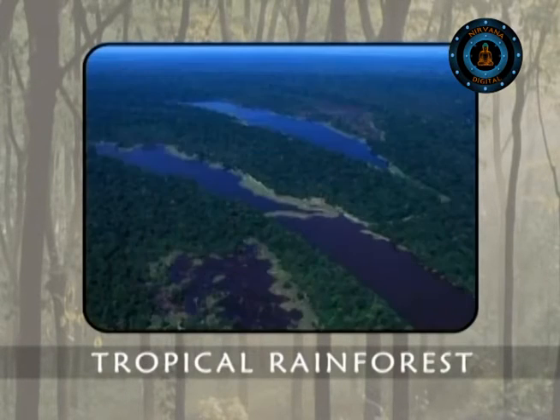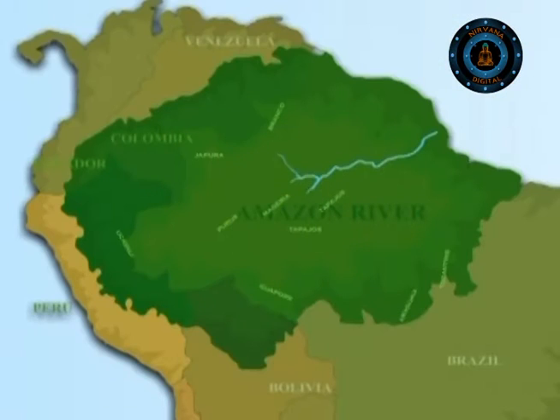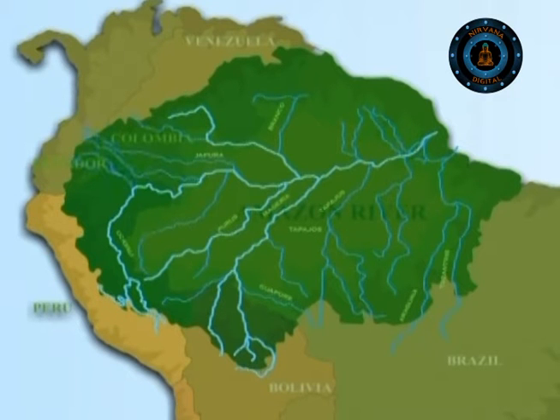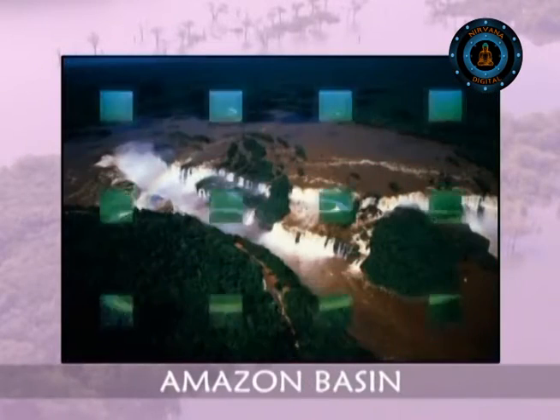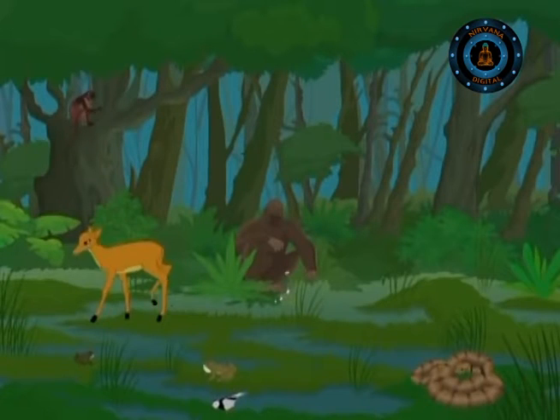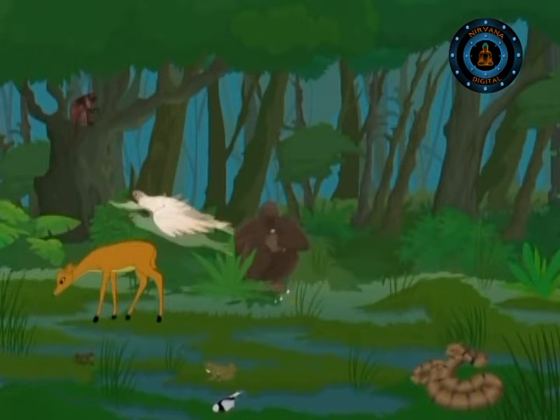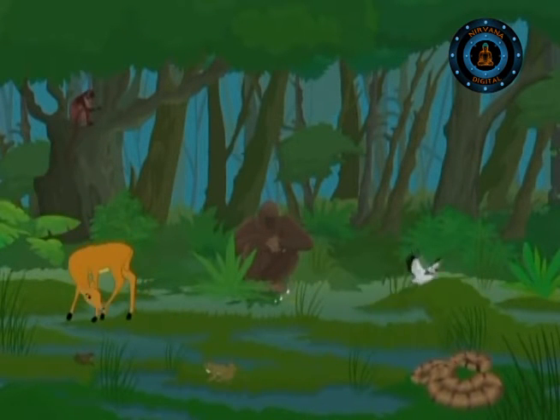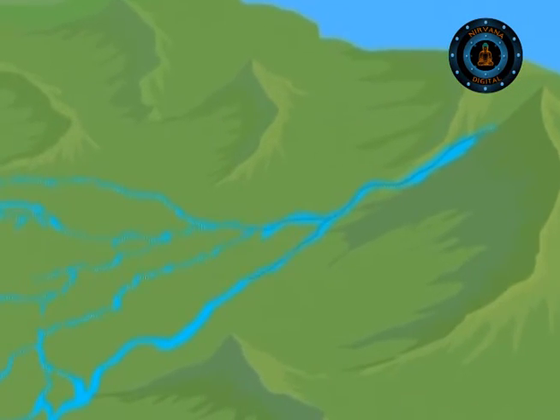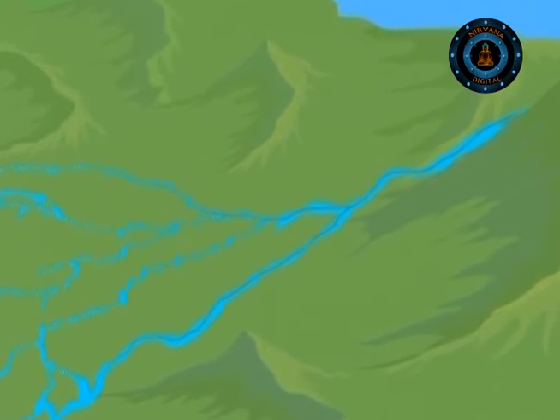This river and its tributaries flow through a gigantic area of low flat land called the Amazon Basin. The Amazon Basin is the largest river basin in the world. It includes many different kinds of wetlands as well as tropical rainforest. It was formed millions of years ago from the sediments brought down from distant mountains.